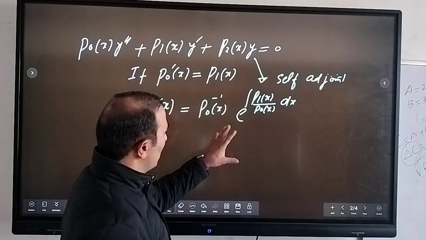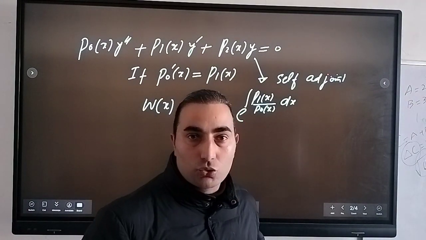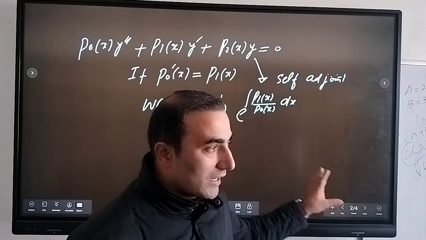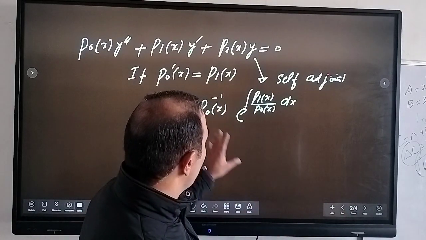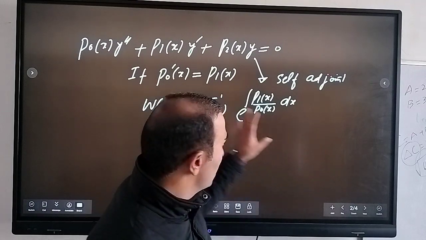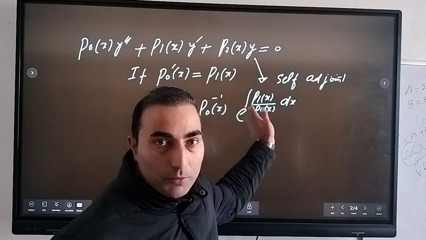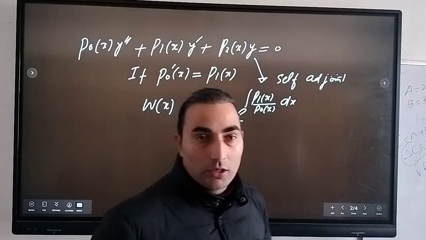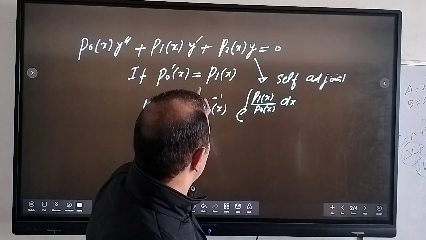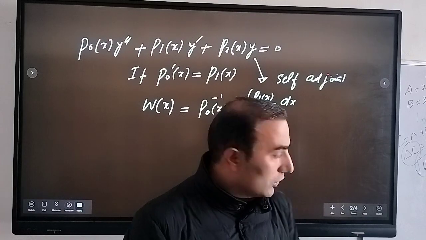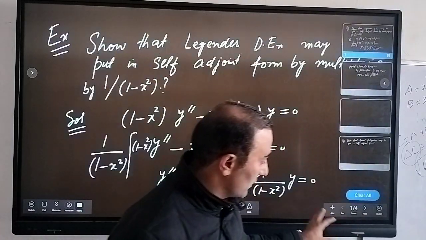By multiplying by this factor w of x, we can convert our differential equation into the self-adjoint form. As I already told you, the condition for self-adjointness is that the derivative of the first coefficient should be equal to the coefficient of the first derivative. That means p0 dash of x should be equal to p1 of x. So let's have a look at this equation.